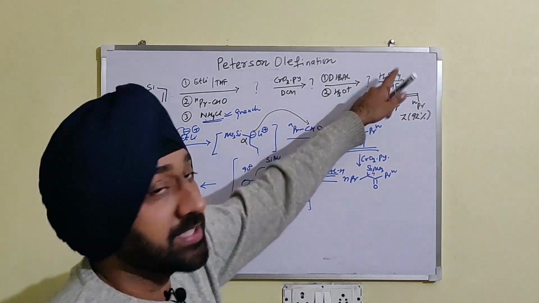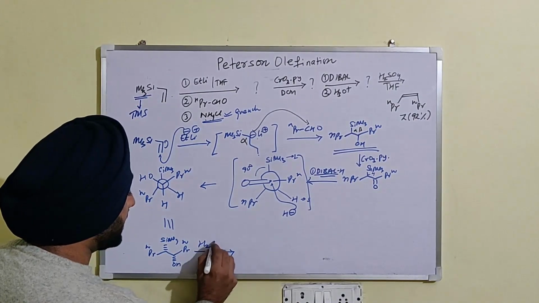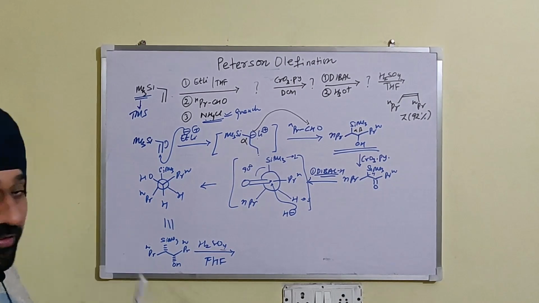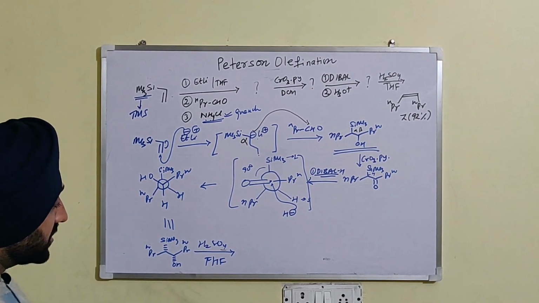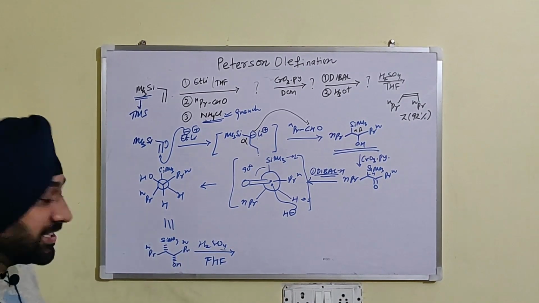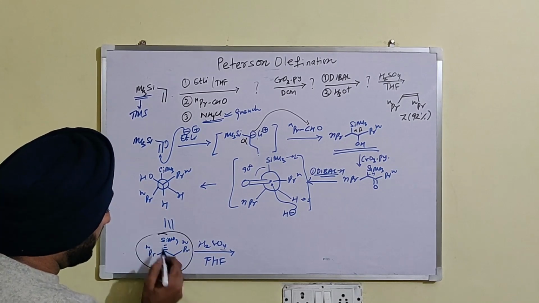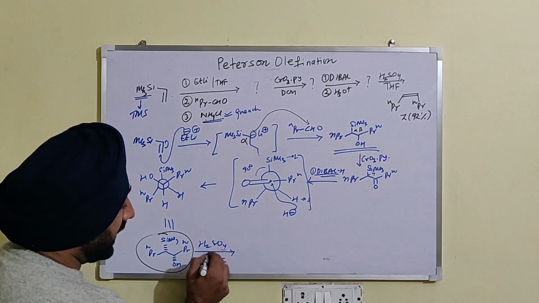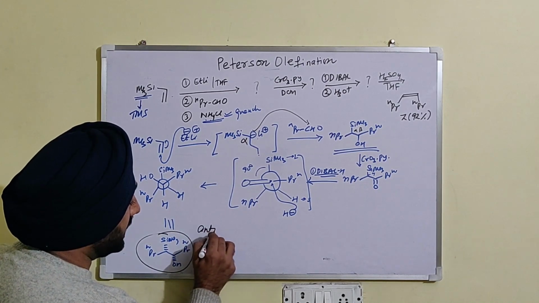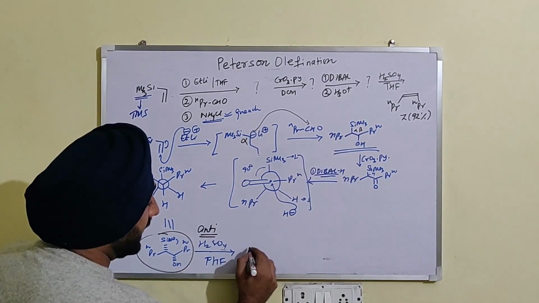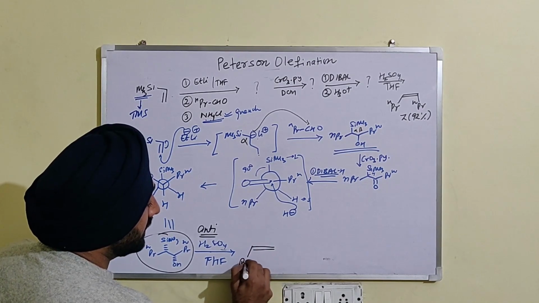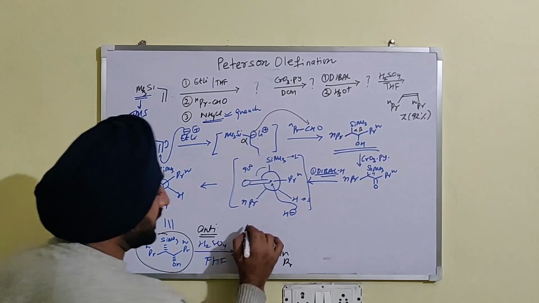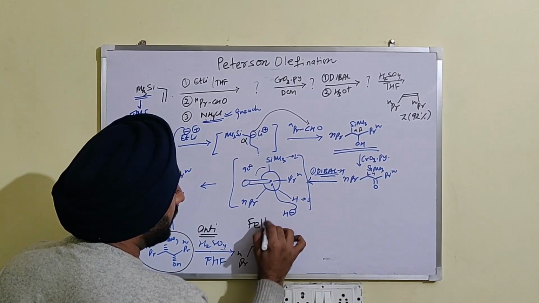Now what have they done in the last step? In the last step they have used H2SO4 in THF, and we know whenever we are using acidic conditions with this particular reagent, the elimination takes place via anti elimination. So what we end up getting is the cis product. That is how you have to approach this problem, and this was the Felkin-Anh model.